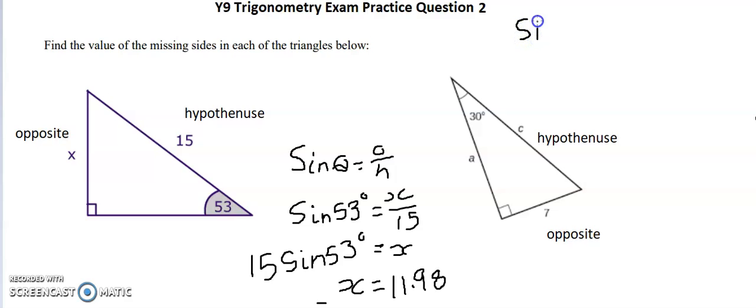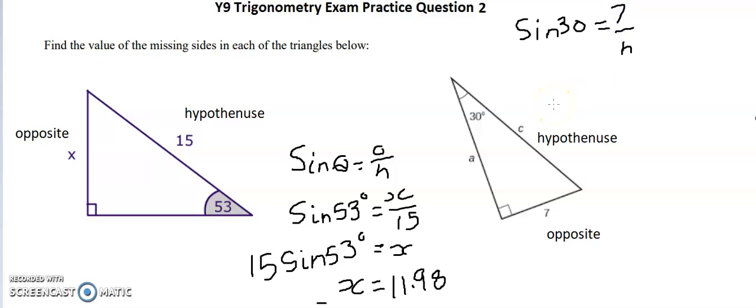So we're doing sine alpha equals opposite over hypotenuse. Now we're just going to put the information in. So we know our angle is going to be 30 degrees. We know our opposite is 7. And our hypotenuse is C.